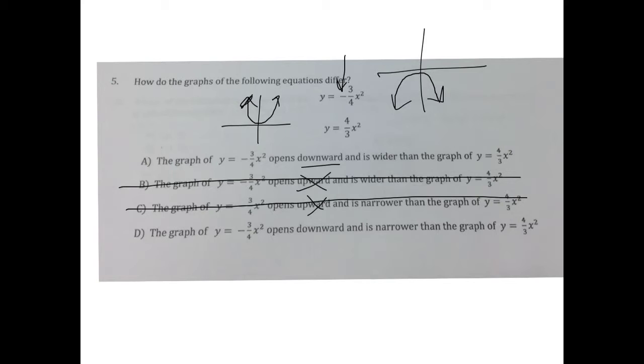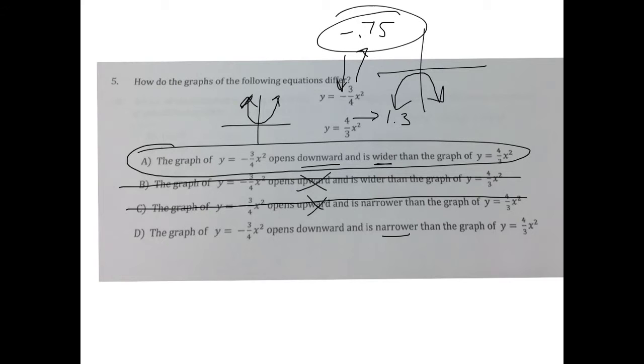Okay? So you might be able to tell, if you graph them at the same time, you might be able to tell the difference, which one is wider or narrower. You can also tell by the numbers. -3/4 is -0.75. 4/3 is 1.3. So we're talking about this one. Because that's a smaller number, it is going to be wider than the other one. So A is the correct answer. It is not more narrow. Remember, when we talked about more narrow, this was when we talked about exercise. So the bigger A is, the skinnier it is.